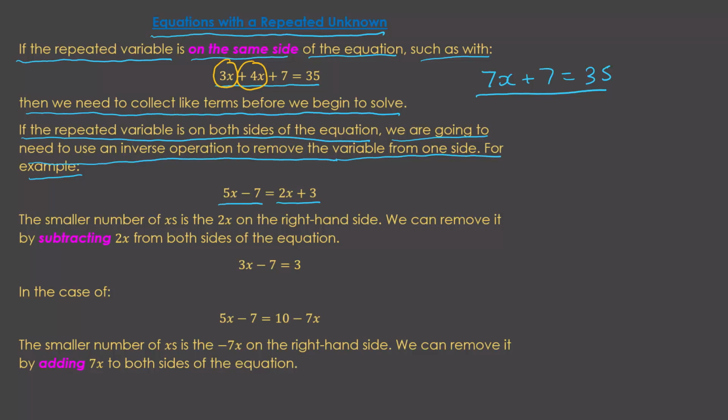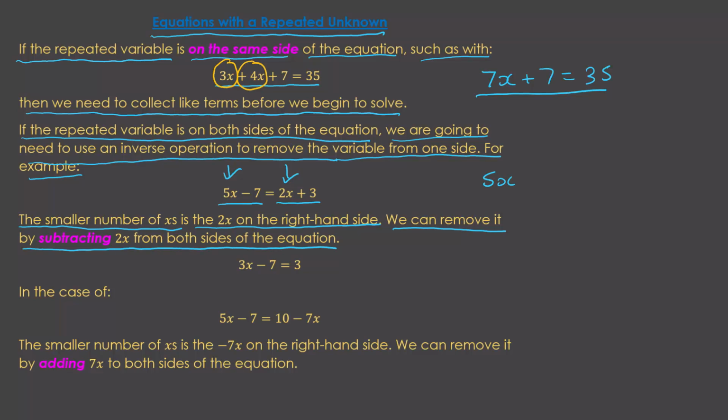is I identify the smaller number of x's. The smaller number of x's is the 2x on the right hand side. We've got 5x on this side and 2x on this side. We can remove it by subtracting 2x from both sides of the equation.